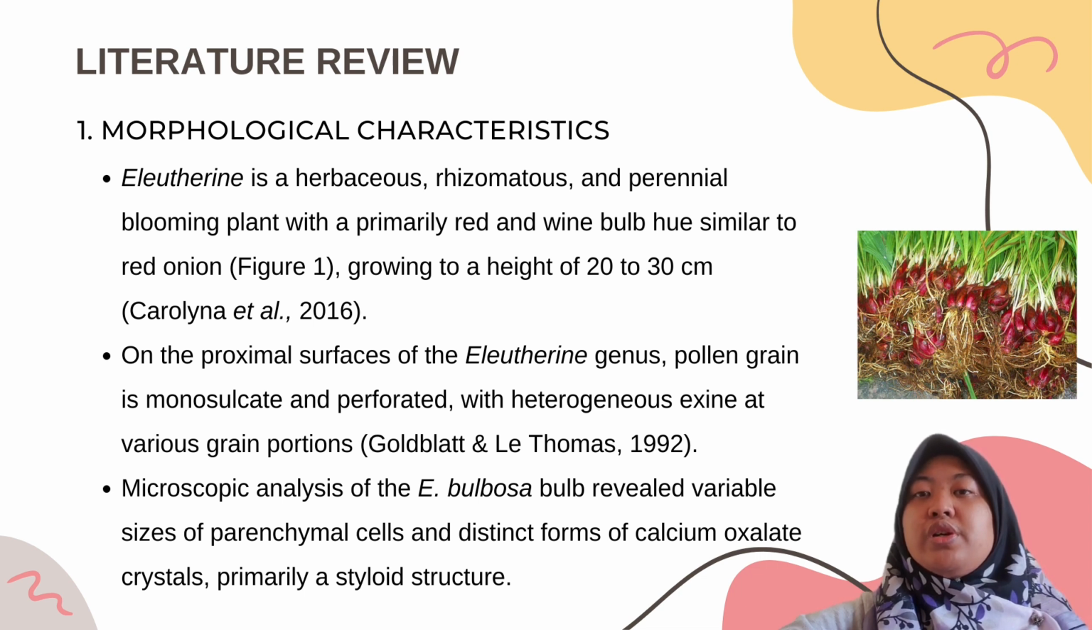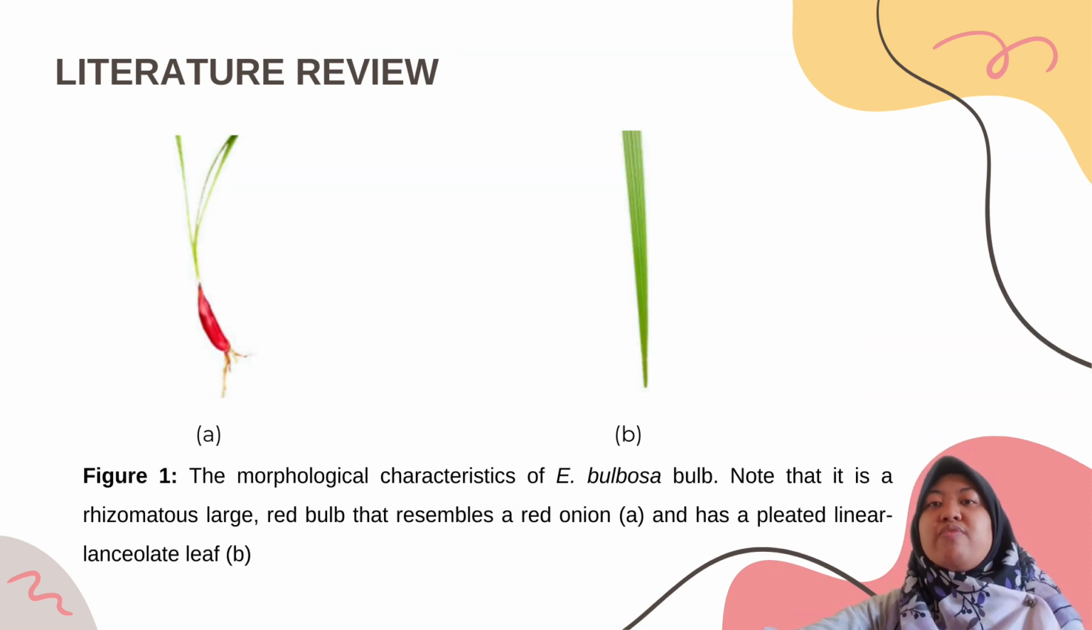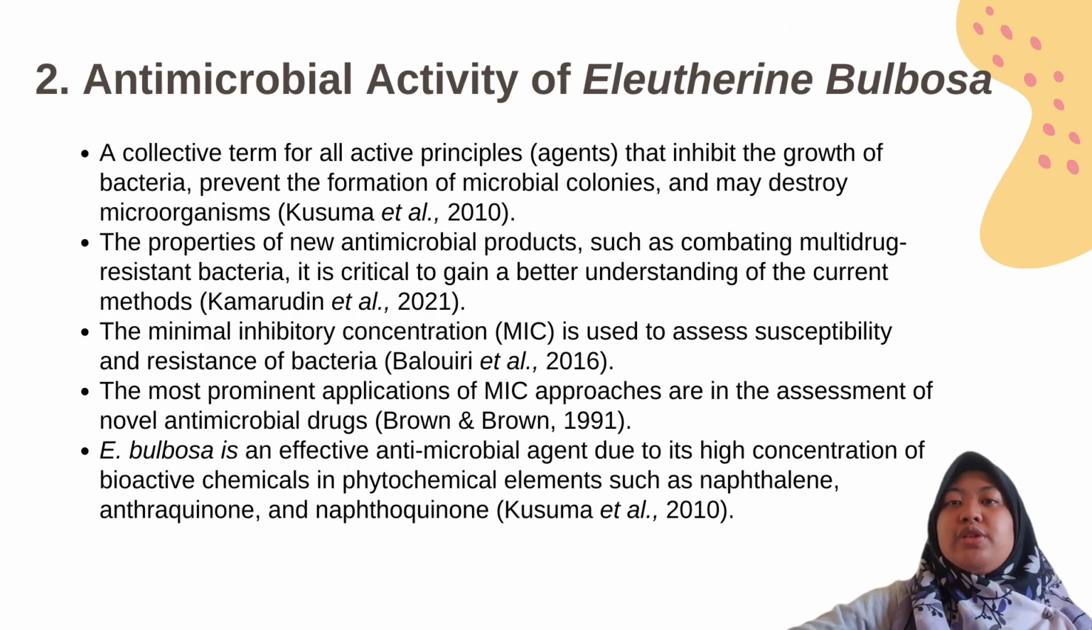Microscopic analysis of the E. bulbosa bulb reveals variable size of the parenchymal cells and distinct forms of calcium oxalate crystals, primarily a styloid structure. This figure shows the morphological characteristics of the E. bulbosa. Figure A is a rhizomatous large red bulb that resembles a red onion, and B is a plant with linear lanceolate leaves.